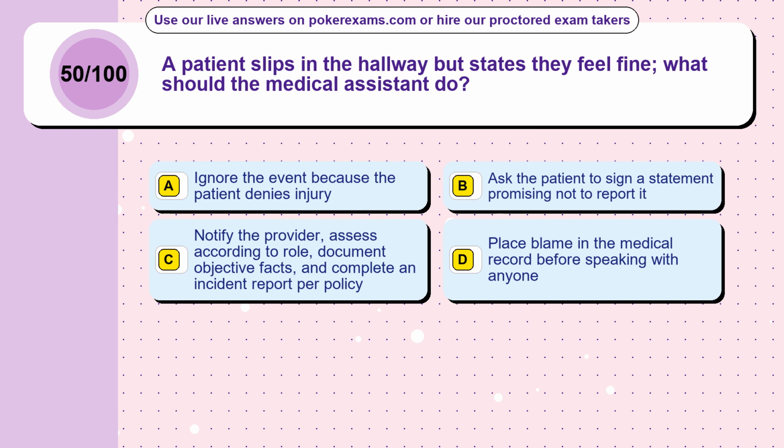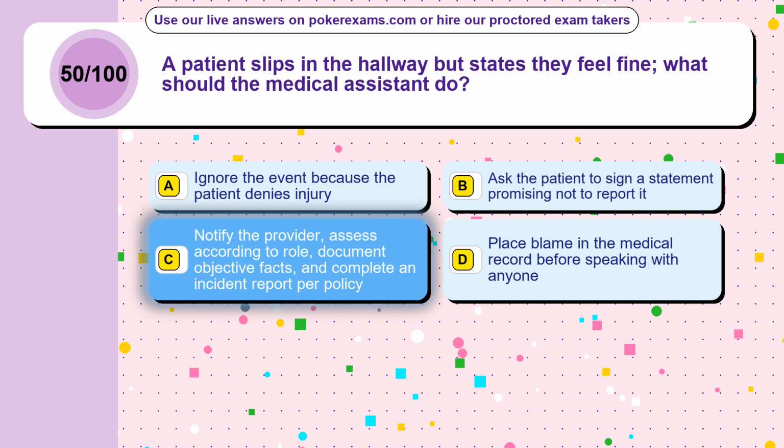Question 50. A patient slips in the hallway but states they feel fine. What should the medical assistant do? Option A. Ignore the event because the patient denies injury. Option B. Ask the patient to sign a statement promising not to report it. Option C. Notify the provider, assess according to role, document objective facts, and complete an incident report per policy. Option D. Place blame in the medical record before speaking with anyone.